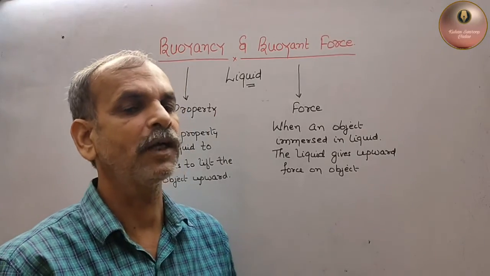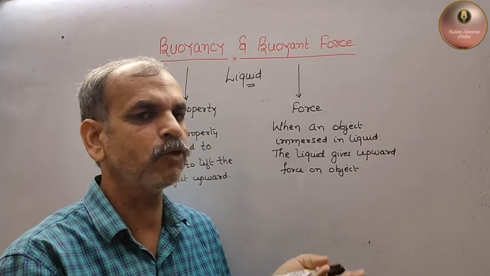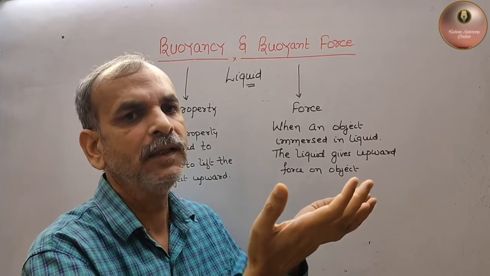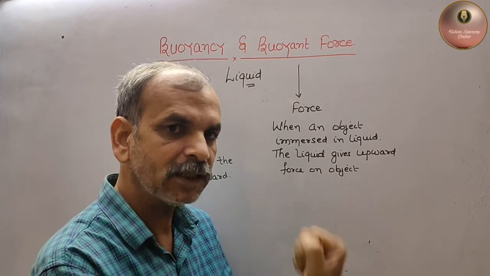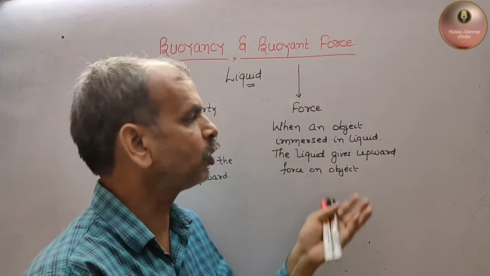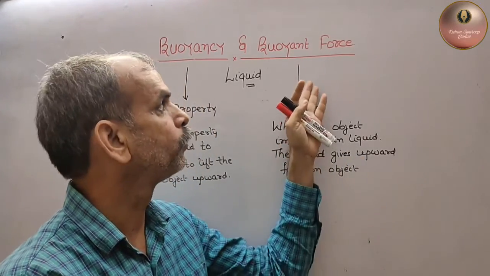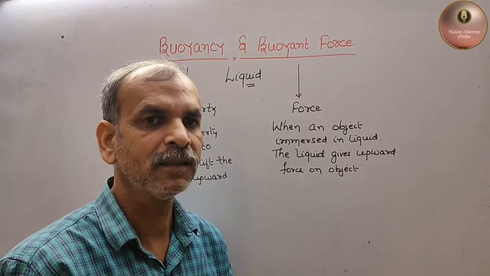That's why what happens? Light objects, that means wood and many things, they float on water. That means water is giving upthrust, or you can say upward force, to the object. ठीक है?